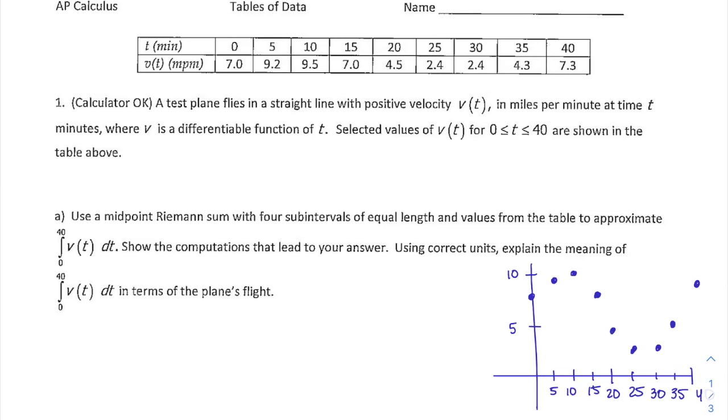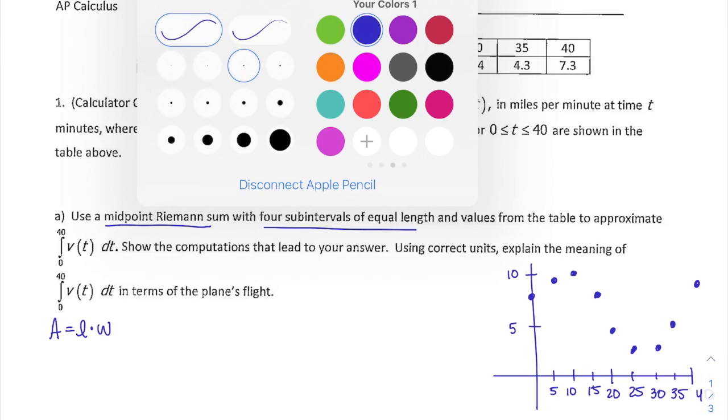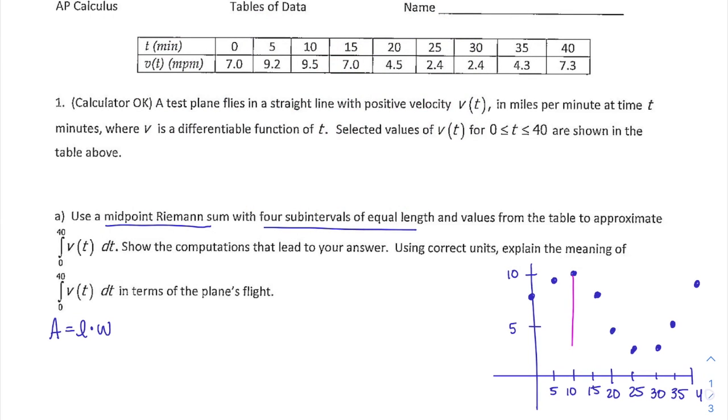So before I started this, I did a really quick sketch of the table because I think that helps a little bit when it comes to Riemann sums. So we want to do a midpoint Riemann sum. So we're going to use the area of a rectangle. So area equals length times width. And we want to use 4 equal subdivisions. So if we're going from 0 to 40, an equal subdivision would be of length 10. So I'm just going to draw that in. So here's 1 subdivision, 2, 3, and 4.